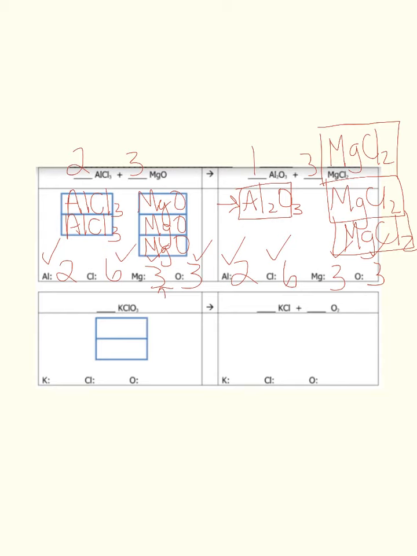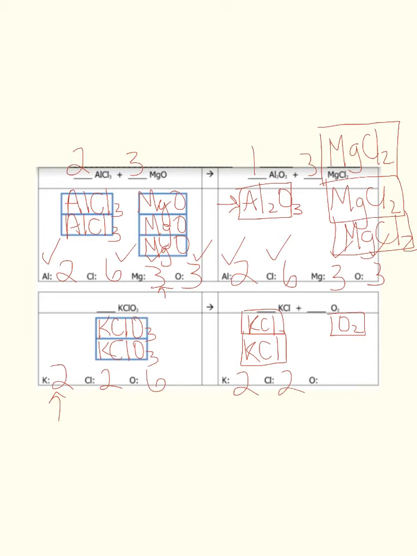Moving on to the next one, we've got KClO3. We're going to write that twice. We'll do our inventory: 2 Ks, 2 Cls, 6 Os. On the product side, we're going to start with 1 of each formula. And I usually just go left to right, so we've got K here with 2. Product side, I only have 1. So I'm going to add another. Now I have 2 Ks and 2 Cls. Those are good.